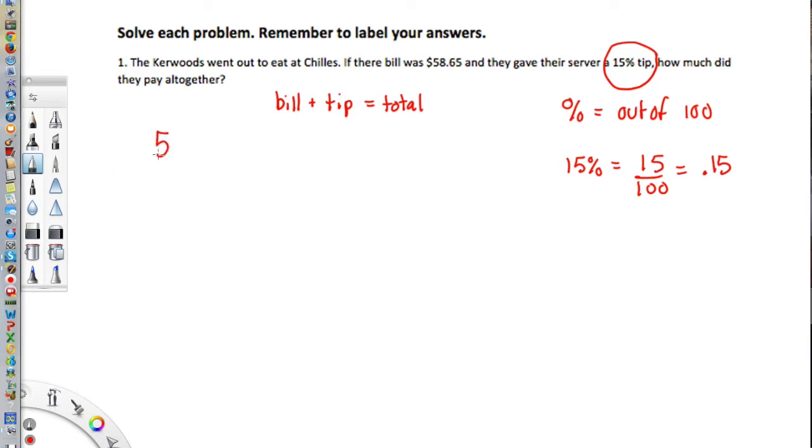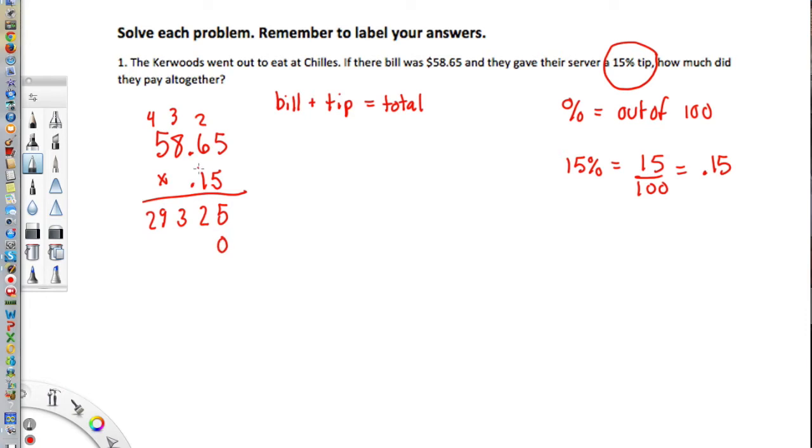So I need to take my bill, which is $58.65, and multiply it by 15 hundredths, which is 15%. 15% of this bill is what my tip is going to be. 5 times 5, 25. 5 times 6 is 30, plus the 2 is 32. Carry the 3. 5 times 8 is 40, plus the 3 is 43. Carry the 4. 5 times 5 is 25, plus the 4 is 29.